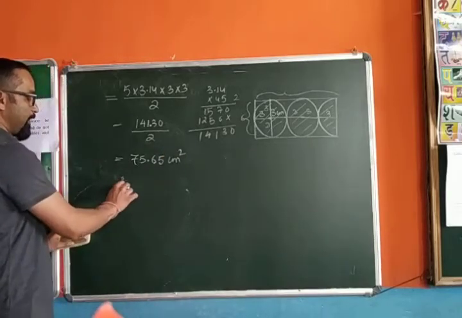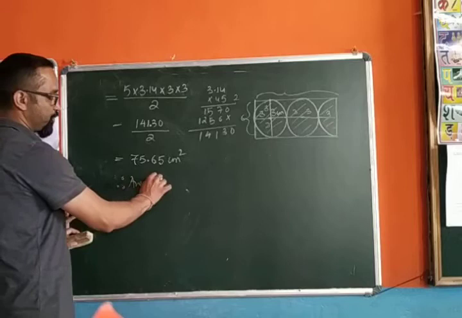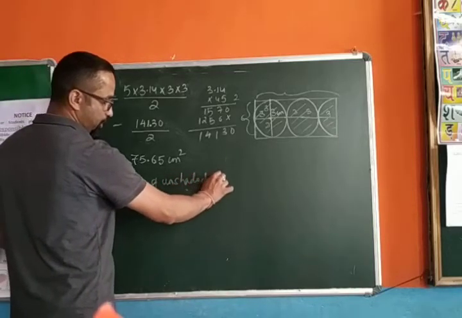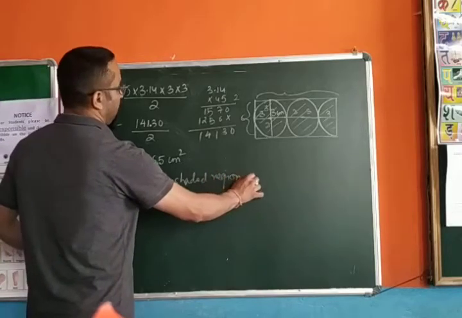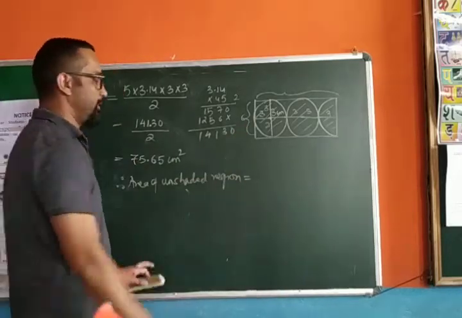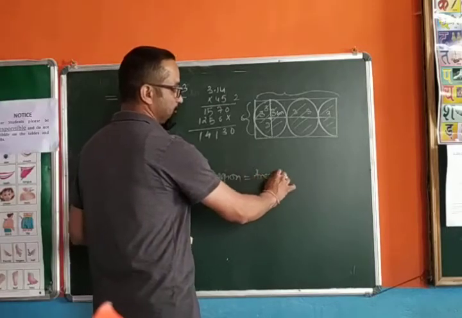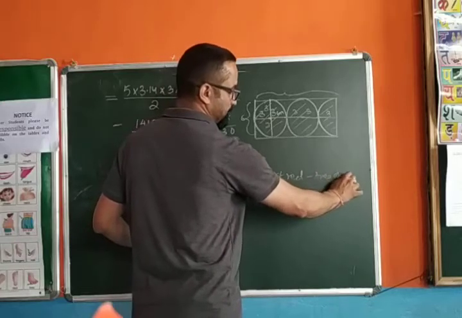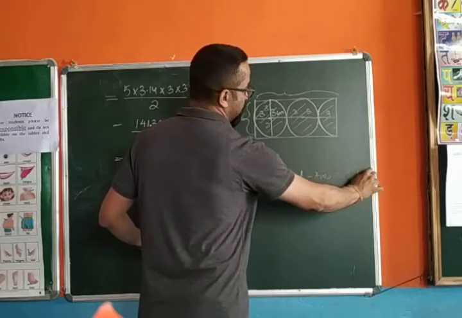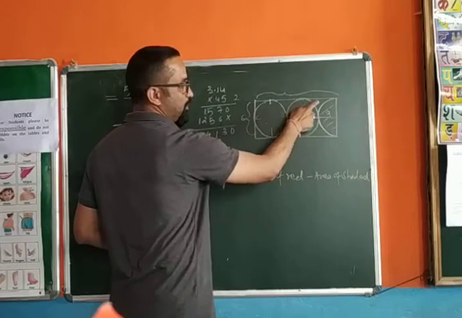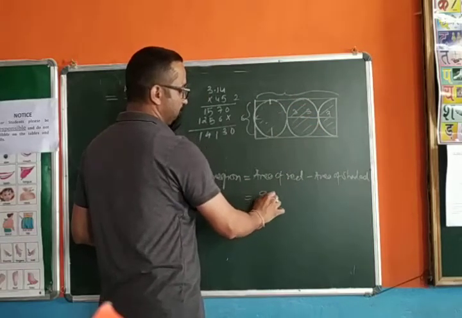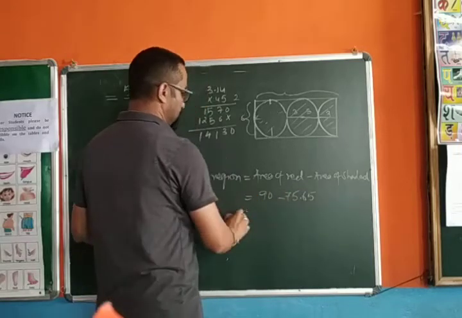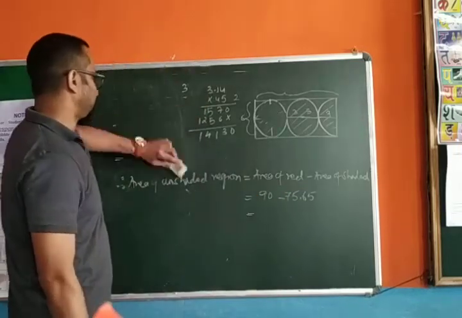Now you calculate the area of the unshaded region. Area of unshaded region is equal to the area of the rectangle minus the area of the shaded region, because the rectangle's part is unshaded. When you subtract the shaded region, this portion will be left. 90 minus 75.65. So do the subtraction.